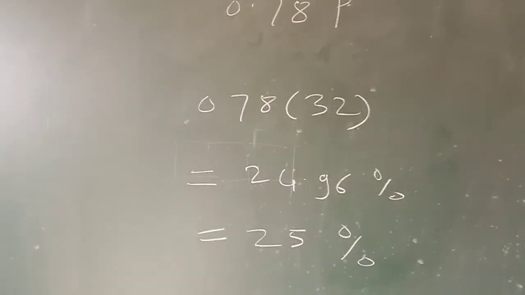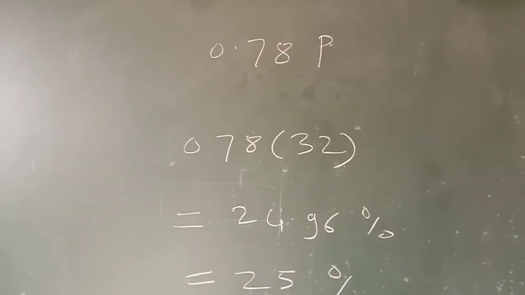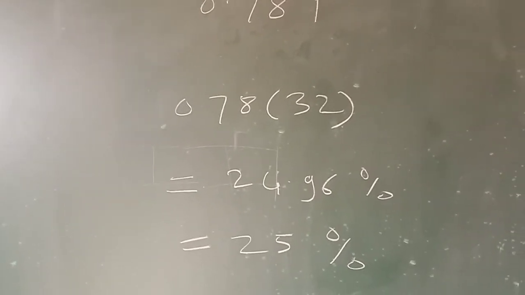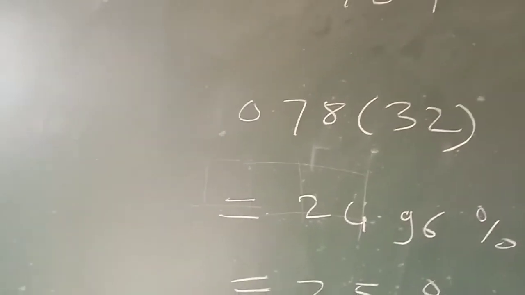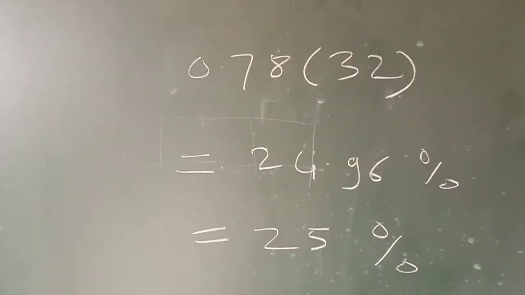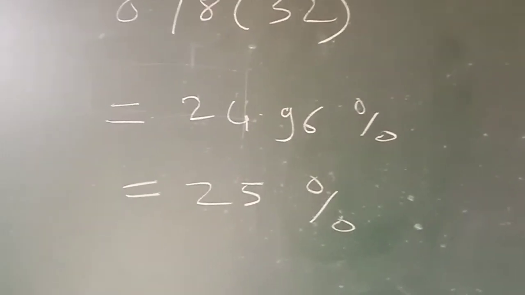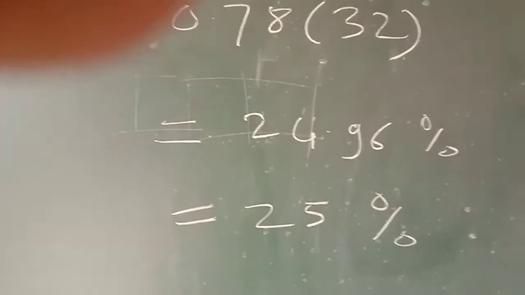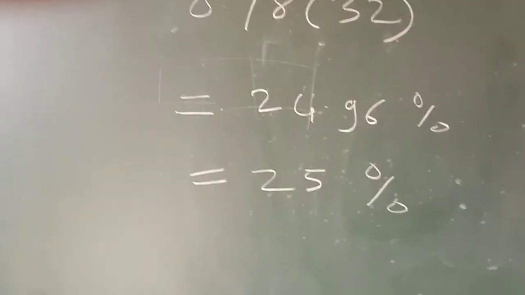For that we have to add water into the cement paste as 0.78p. 0.78p means what? P is the consistency limit of the cement that we have already calculated, that is 32%. So its 0.78 will come out to be 24.96%, so we can take it as 25%. Then if I take the sample as 100 grams of cement, I have to add 25 ml of water.